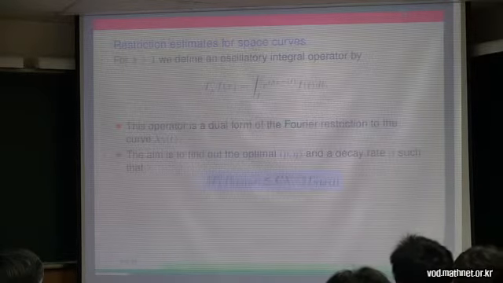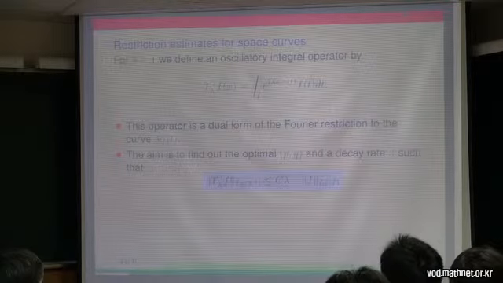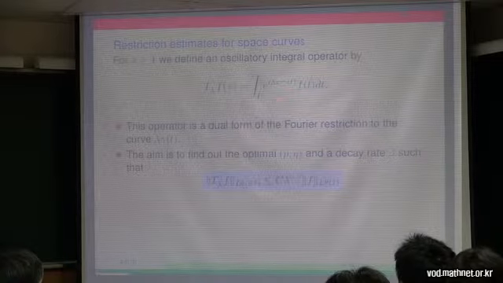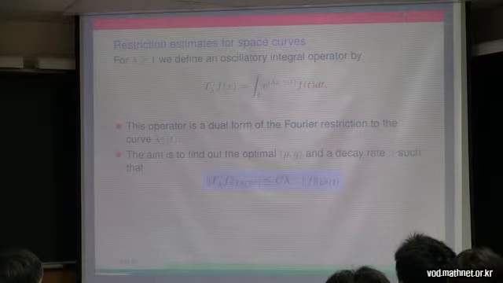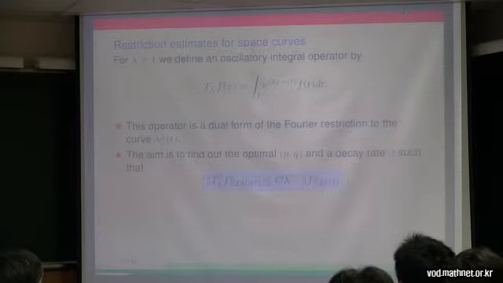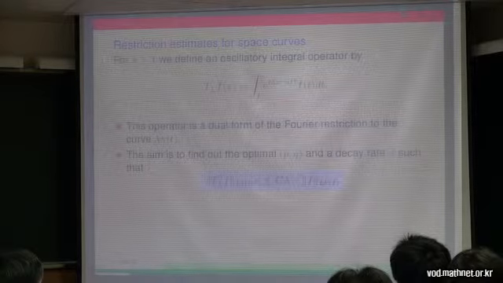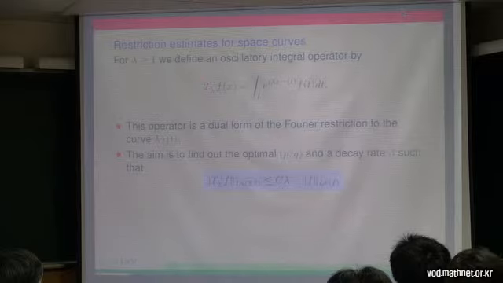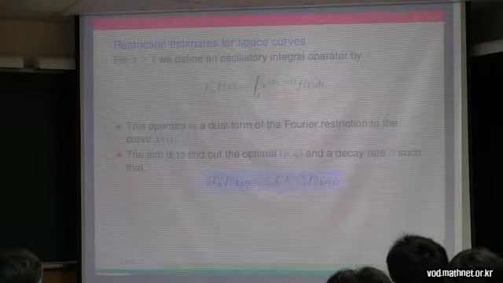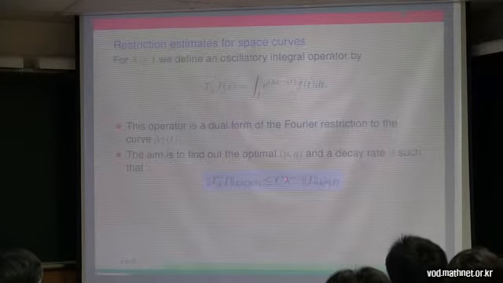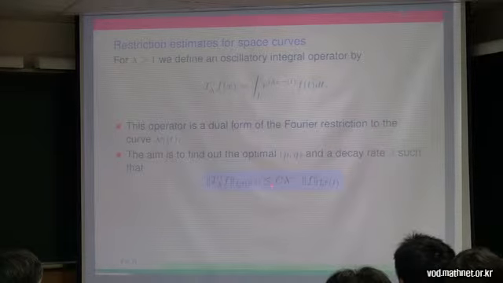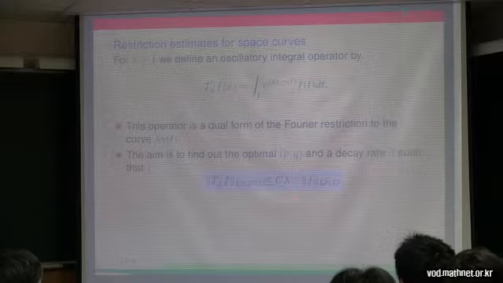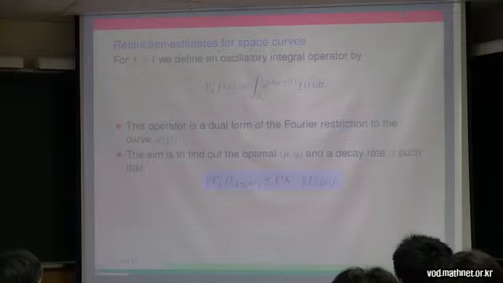Usually we estimate this, which is actually the dual form of the restriction operator. So we investigate this operator, which has some kind of decay beta. The aim is to find out the optimal p, q and the decay rate beta.